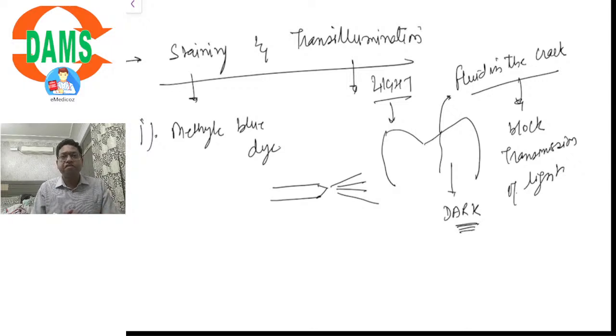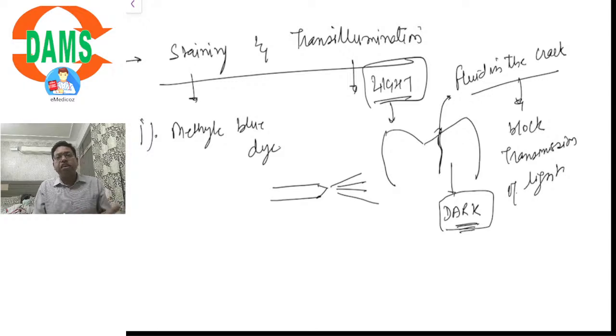So what is the basic principle? Whenever there is a fine crack in the tooth, there would be fluid present in the crack. That fluid would block the transmission of light to the other segment, and the proximal segment, or the segment that is close to the light source, would appear bright, and after the crack it would appear dark. Because of this distinction, we can clearly identify a crack present in the tooth.